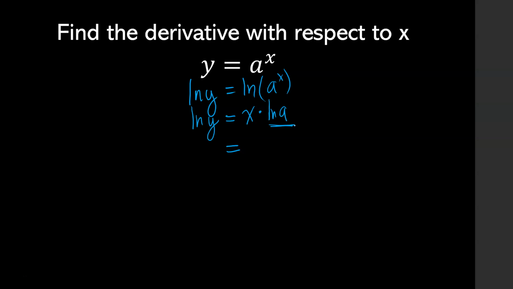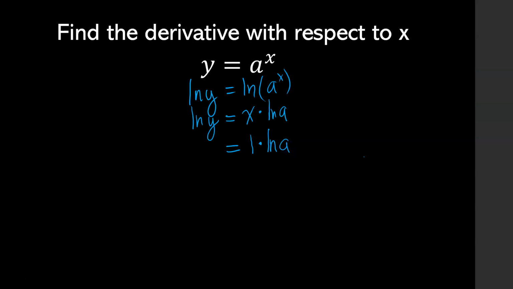If a was 5, natural log of a is some number. If a is 10, natural log of a is some number. So either way, the derivative of x times some number is 1 times that number. Just like the derivative of 5x is 5, or the derivative of 9x is 9. So the derivative of x times the natural log of a is 1 times the natural log of a.